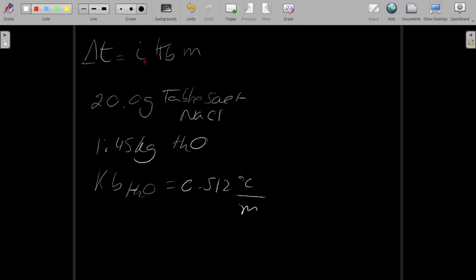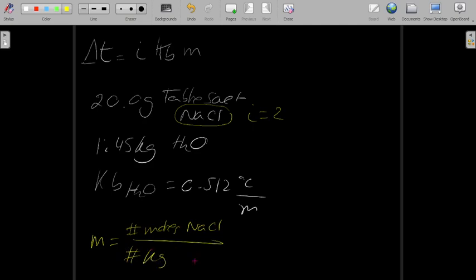Do we have what we need? Let's see. i is not given to you, but you know what your solute is, so you can find i. Kb is given to you, yeah, and the m, it's not given to you. You have to find it. Well, let's find i first. This is ionic. It breaks in two ions. How many? Two. Because it's sodium and chlorine, 2 ions. And we need to find that molality. What is molality?